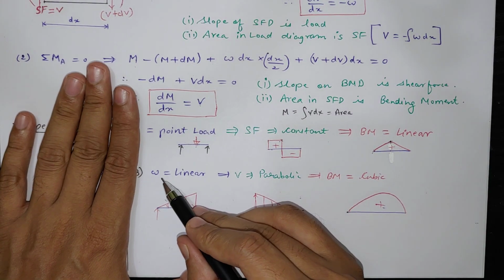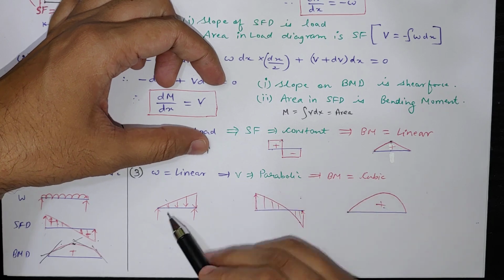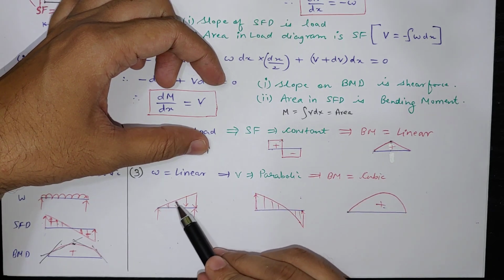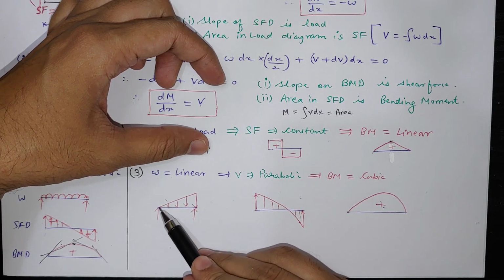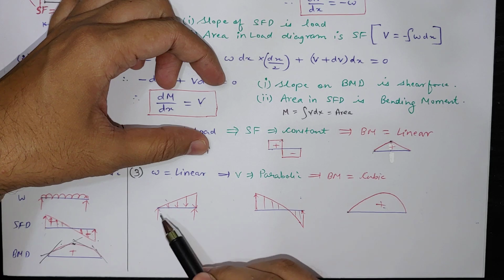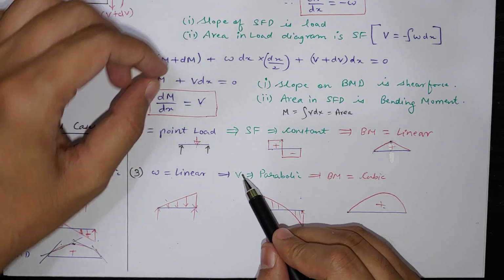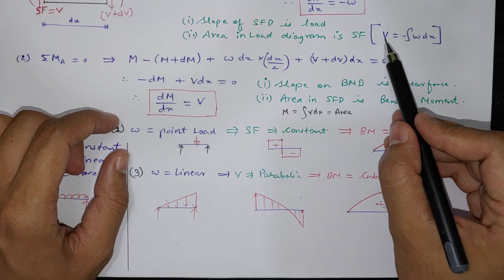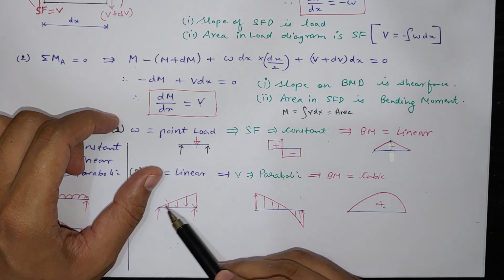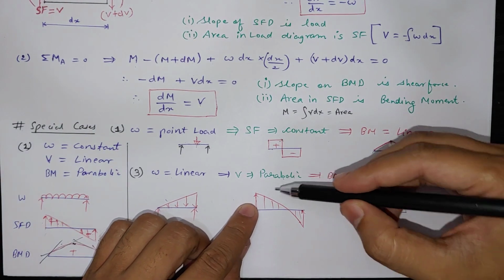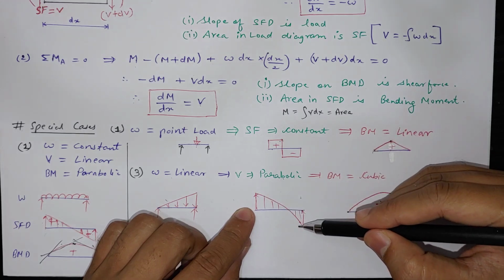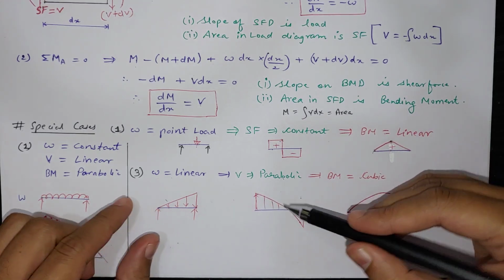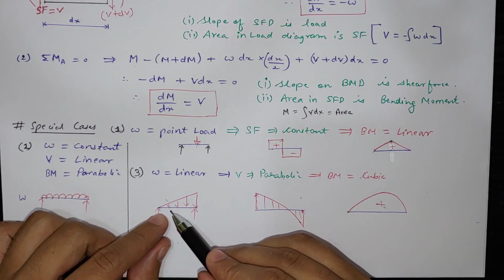The third case is when w is linear. So this linear shape is there where it is constantly increasing. If this is linear, shear force should be parabolic, because shear force is the integration of this, and integration of linear is parabolic. So this is parabolic, and it has a negative slope because w is in the negative direction.